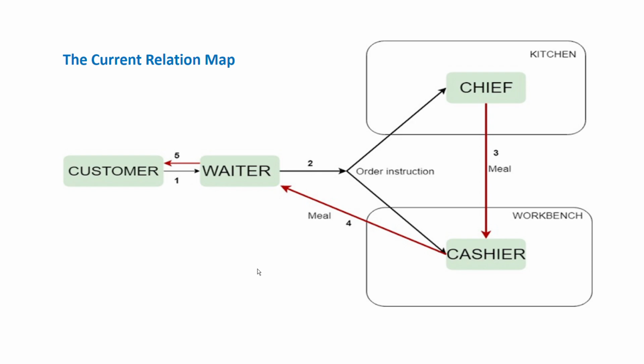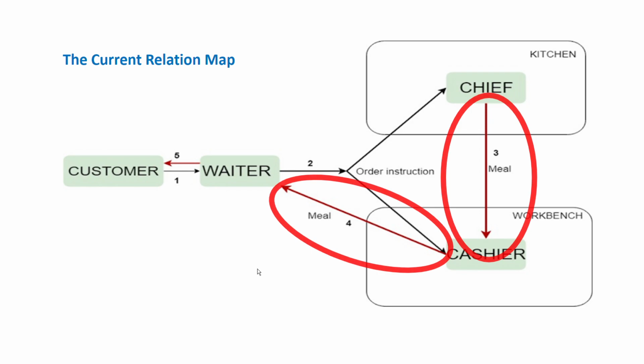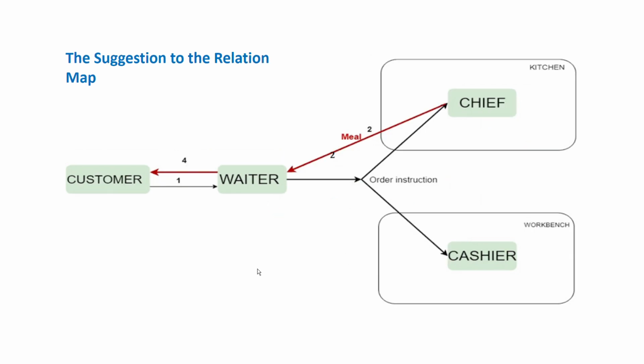This is the current relationship map. This is the suggested relationship map.